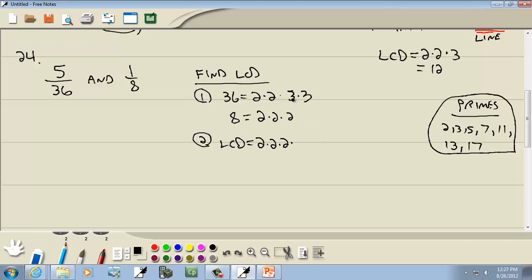Now we'll go to the 3. We're looking for the greatest number of 3's on any single line. There's 2 here, none here. So the greatest number of 3's is 2. So we got 2, 4, 8 times 9 gives us 72. So 72 would be our least common denominator.